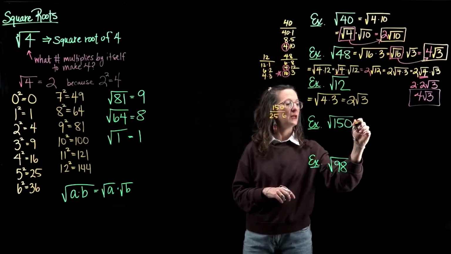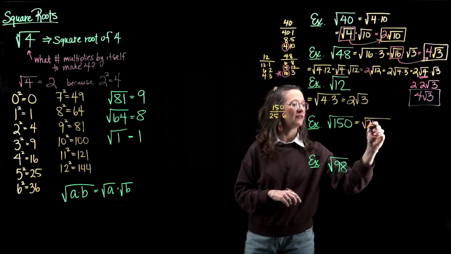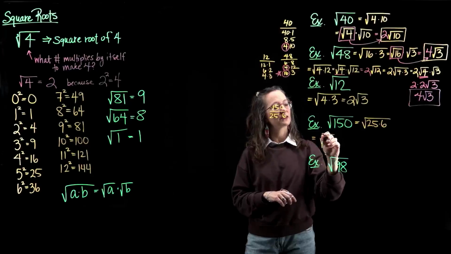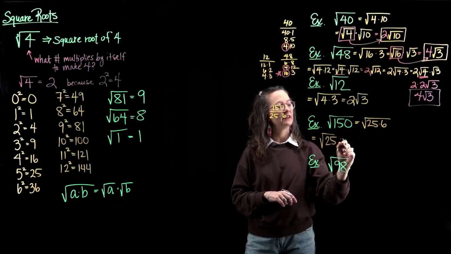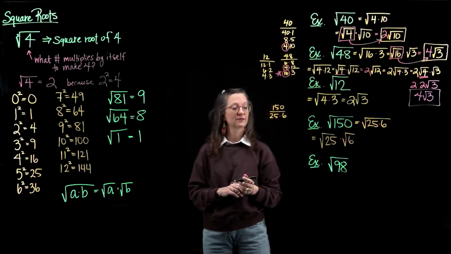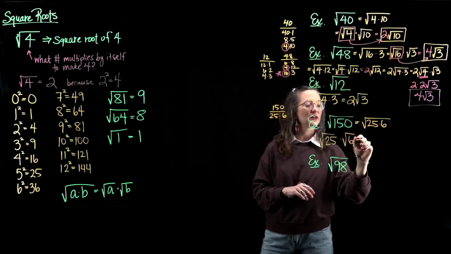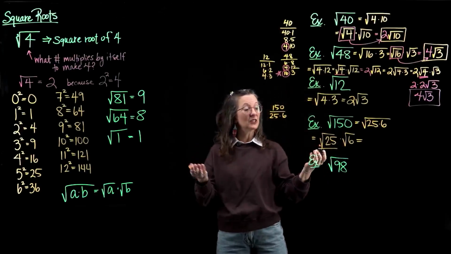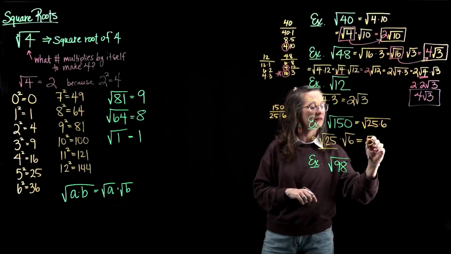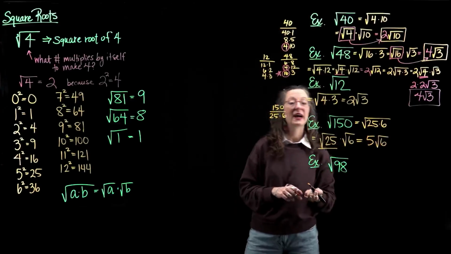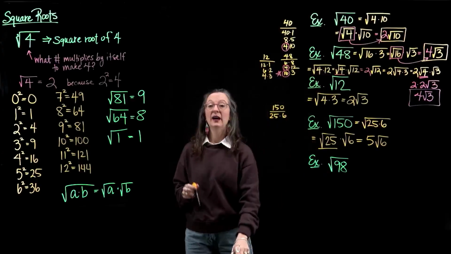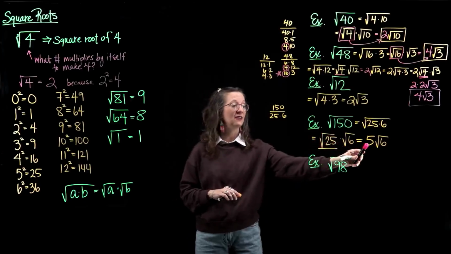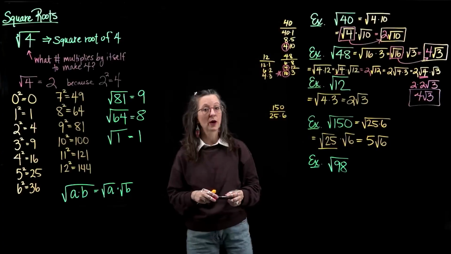So 150 would be the square root of 25 times 6, which would be the square root of 25 times the square root of 6. And then the square root of 25, I'm going to rewrite as what it's actually equal to, which is 5. So we have 5 square root of 6. Again, notice that when we take the square root of 25 to get 5, the square root symbol comes off.